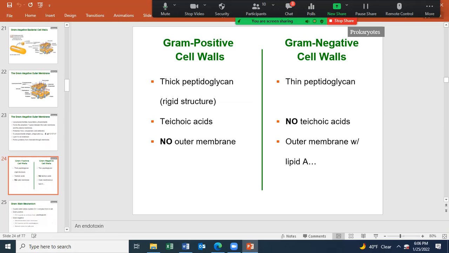So there are some differences between the gram-positive cell wall and the gram-negative cell wall. The gram-positive cell wall is a thick peptidoglycan. It's a very rigid structure. The gram-negative cell wall is thin peptidoglycan, and it's fairly rigid. It's not as rigid as the gram-positive cell wall. We can find teichoic acid in the gram-positive cell wall. There's no teichoic acid in the gram-negative cell wall. There's no outer membrane in the gram-positive cell wall, and there is an outer membrane containing lipid A in the gram-negative cell wall.